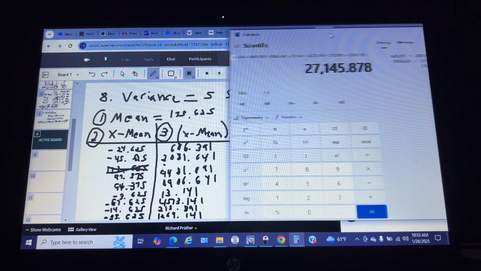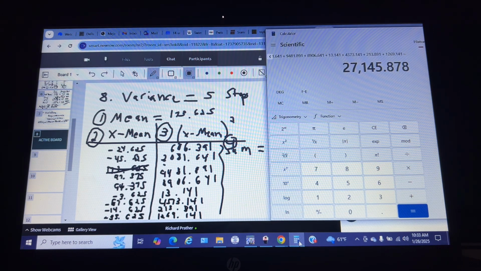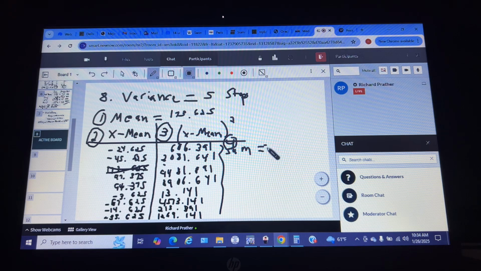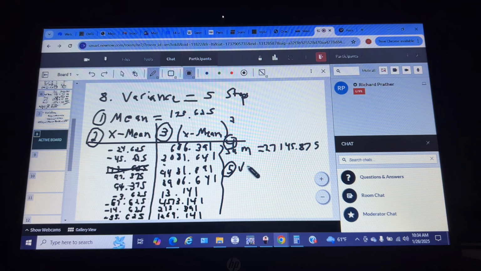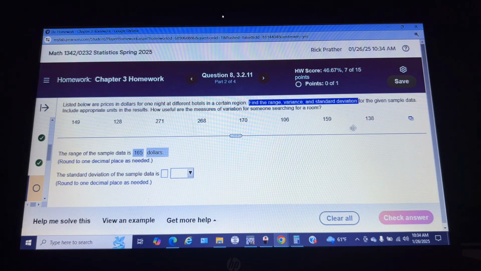So this is step 4, to add up all the squares. The sum of all the squares is step 4. And normally if you had better numbers to work with, there wouldn't be this kind of craziness of all these messy decimals. 27,145.878. Okay, the fifth step is going to be the answer to variance, although it depends if you do population or sample. So that's why we had those symbols. I got to check if they want a population or a sample. This says sample data.